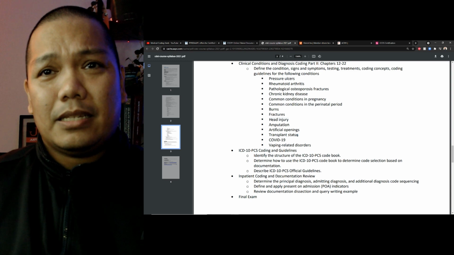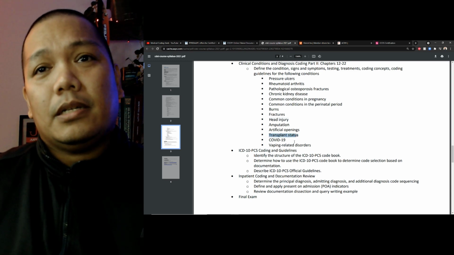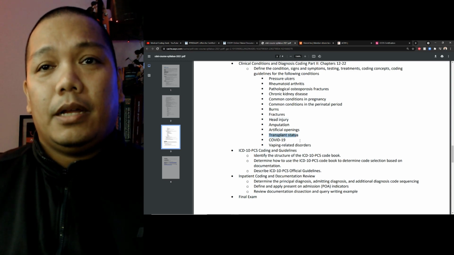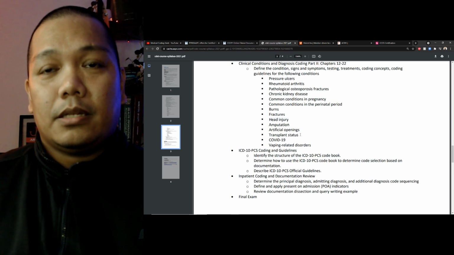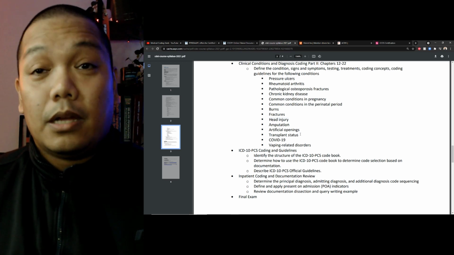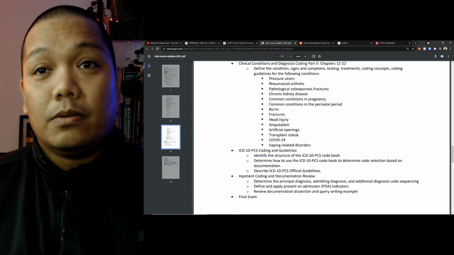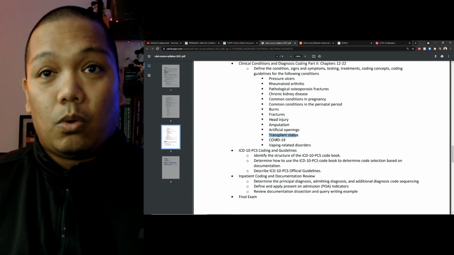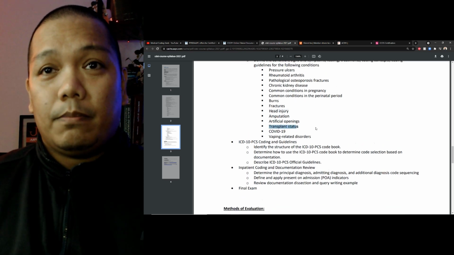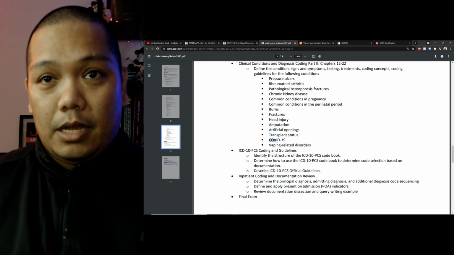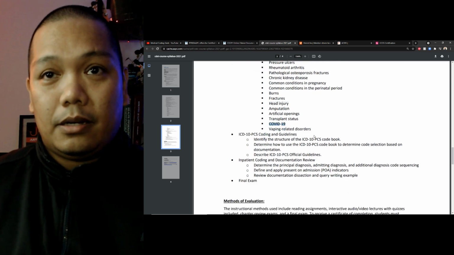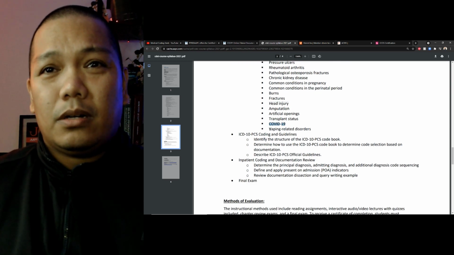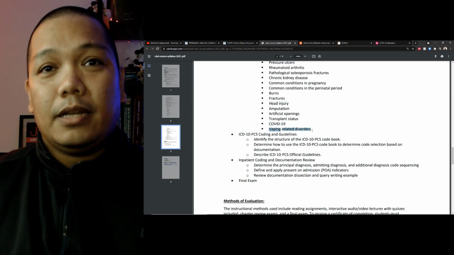Transplant status, I mean, it's very good. But I think, yes, it may be a discrepancy in documentation, but I don't see this ever having to query for it. But being aware of it, probably. COVID-19, yes, they just added that on there. Vaping related disorders, I have not seen that.